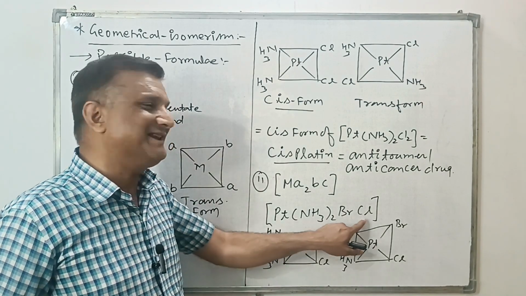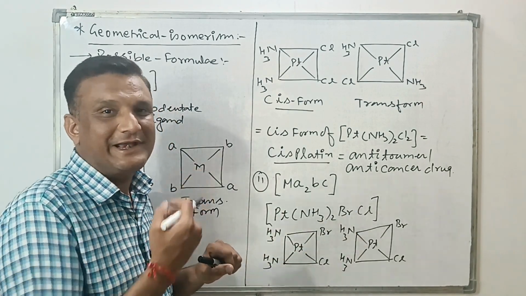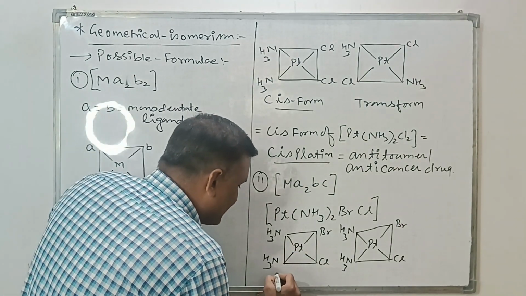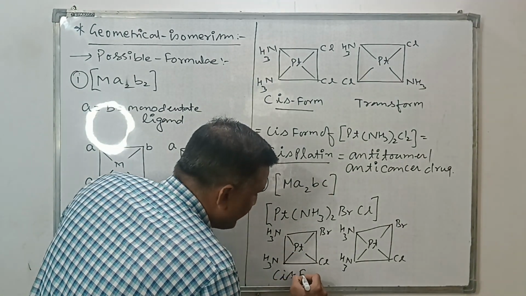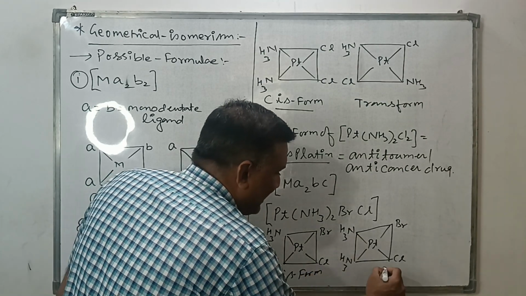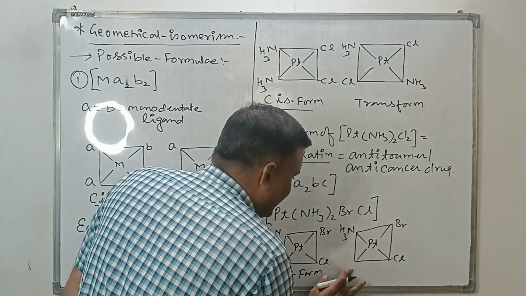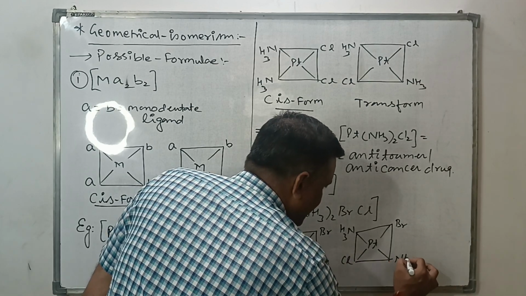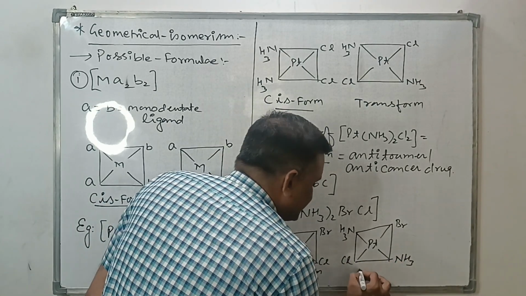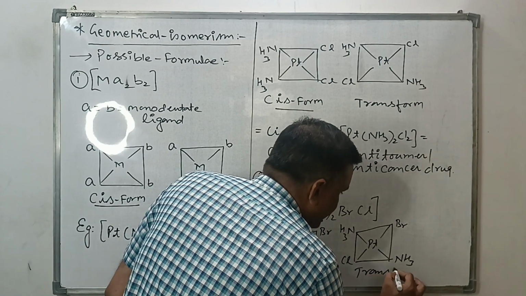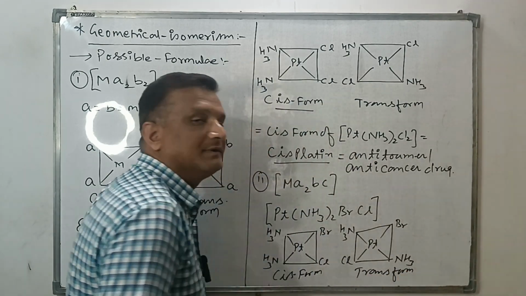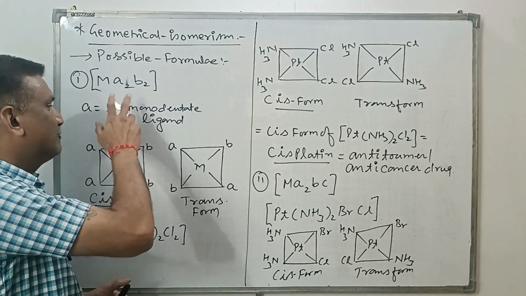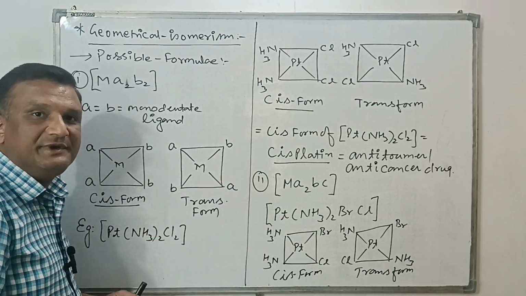both are negative, monodentate ligands. That's why they are at the angle of 90 degree, then it is called the cis form. And when they are at the angle of 180 degree, like this, this is the Cl and this is the NH3, then it is called the trans form. So this was about the two formulas, Ma2B2 and Ma2BC.